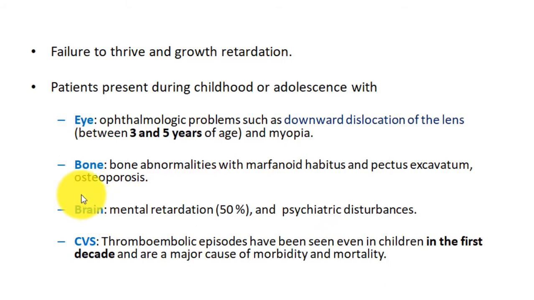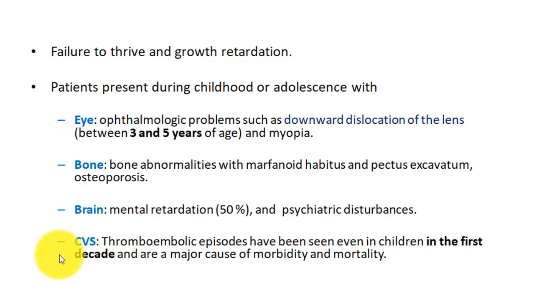So bone will have osteoporosis and Marfanoid habitus, and lens displacement is also there in Marfan syndrome, but the lens displacement in Marfan syndrome is upward. Here you can see lens displacement is downward. And brain, there is mental retardation in 50% of cases. So mental retardation is associated with this disorder.